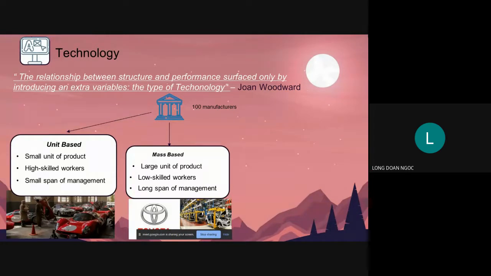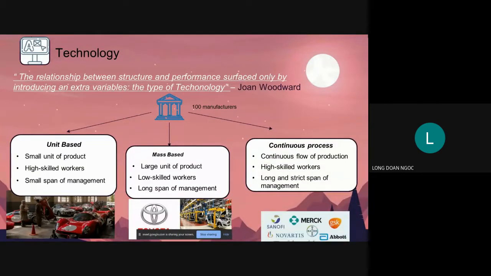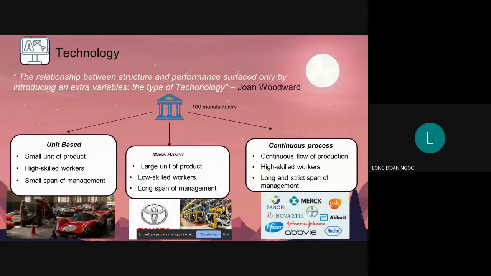Final is continuous process. It's the type of structure that involves the entire workflow and non-stop production. We can see this type of structure in the pharmaceutical industry, since the production of a drug must be a continuing process from printing it to consuming it, since these substances easily react to chemical reactions. The difference between technology imposed on these three structures is called technical complexity.